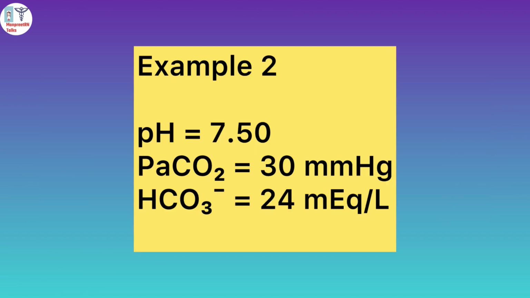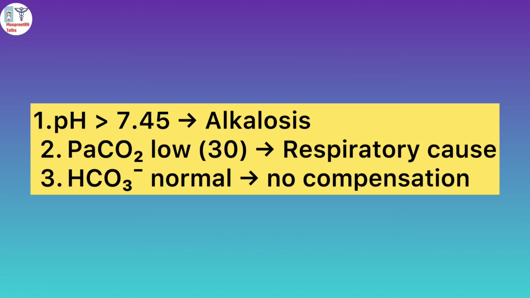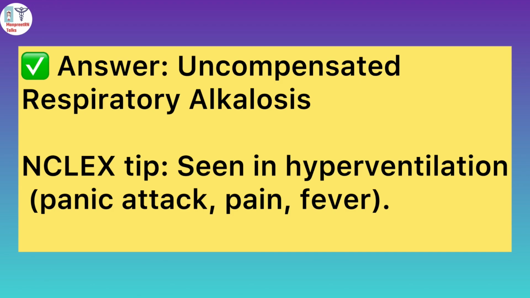Next example is pH 7.50, PaCO₂ is 30 mmHg, bicarb is 24 milliequivalent per liter. Let's solve this. pH is more than 7.45, that means alkalosis. PaCO₂ is low, that is 30, it means respiratory cause. Bicarb is normal, so there is no compensation. The correct answer is uncompensated respiratory alkalosis.